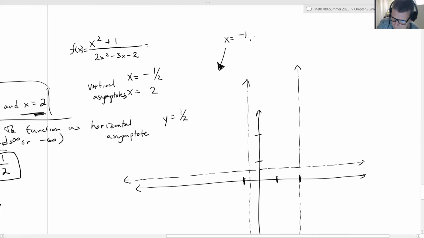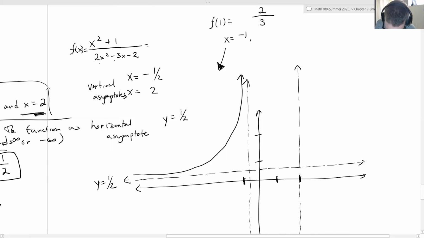So f of 1 is going to equal 2 over, and then this is going to be 2 plus 3 is 5 minus 2, 2 over 3. So 2 over 3 is above 1/2. Remember, this is y equals 1/2. So it's above y equals 1/2, and it's going to go in the upward direction. That's what happens when you've got a vertical asymptote and a horizontal one.